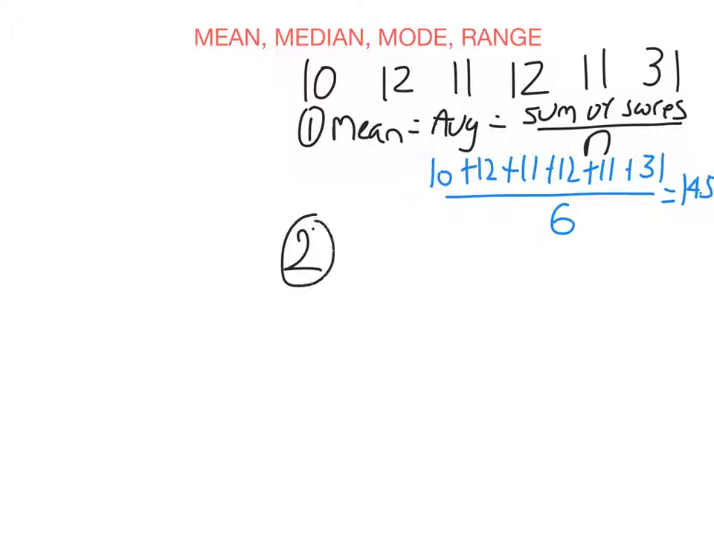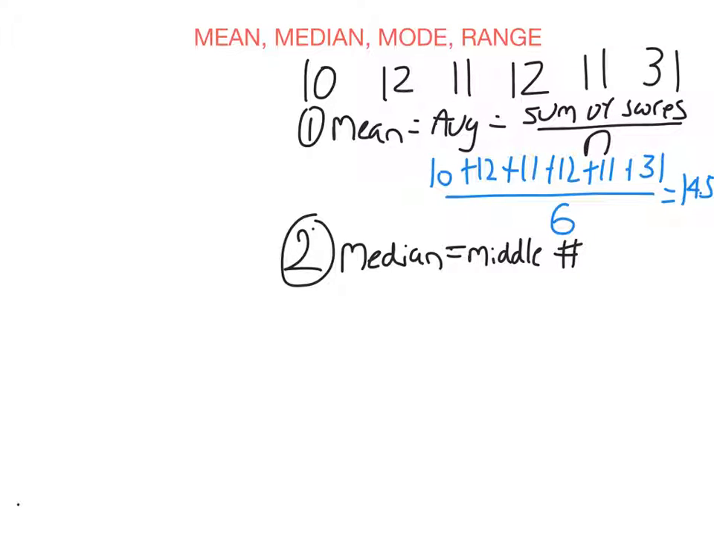Alright, second is the median. Now the median is the middle number. What makes the median a little bit more complicated is that we find the median differently depending on whether there's an even or odd number of scores. In this case there are 6 scores, so there's an even number. So we want to find the middle of them. There will actually be 2 middle numbers.